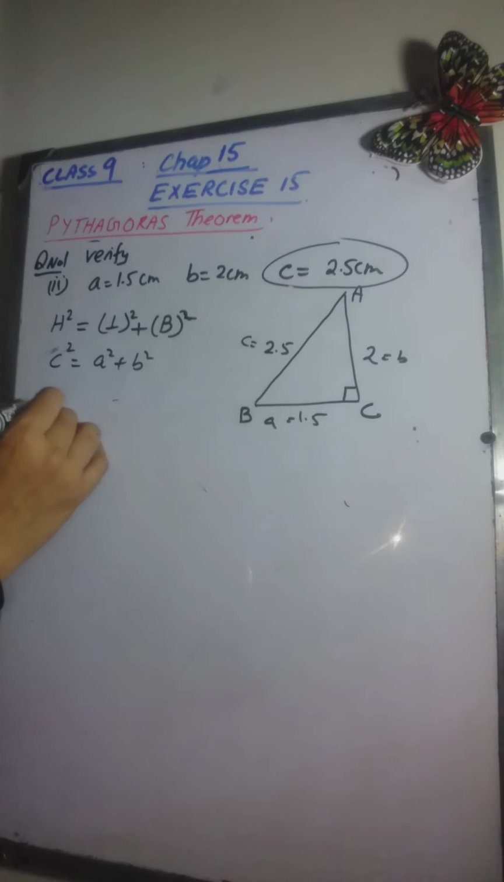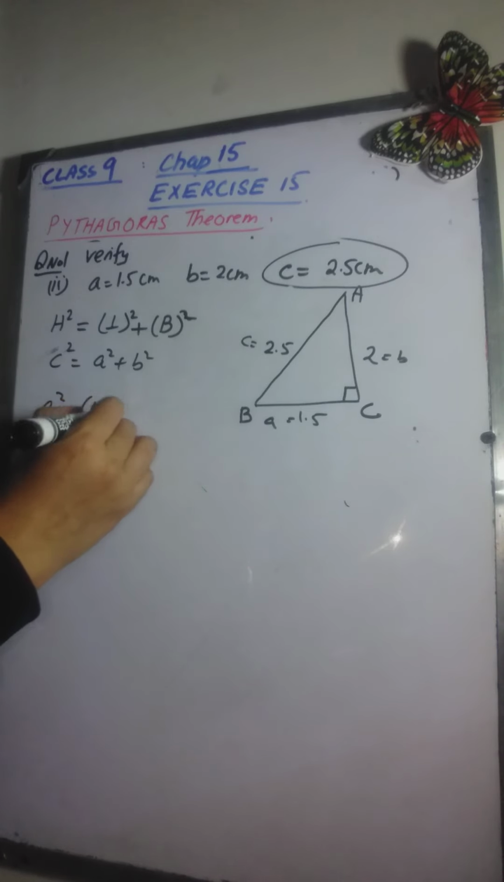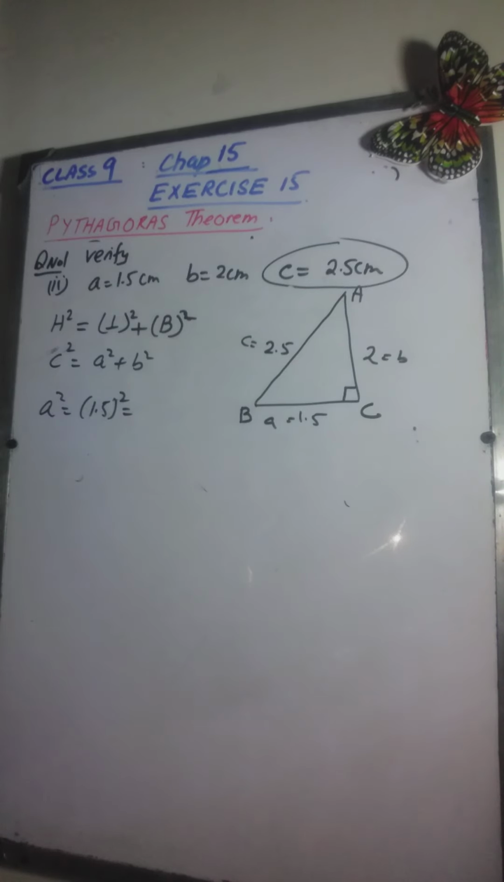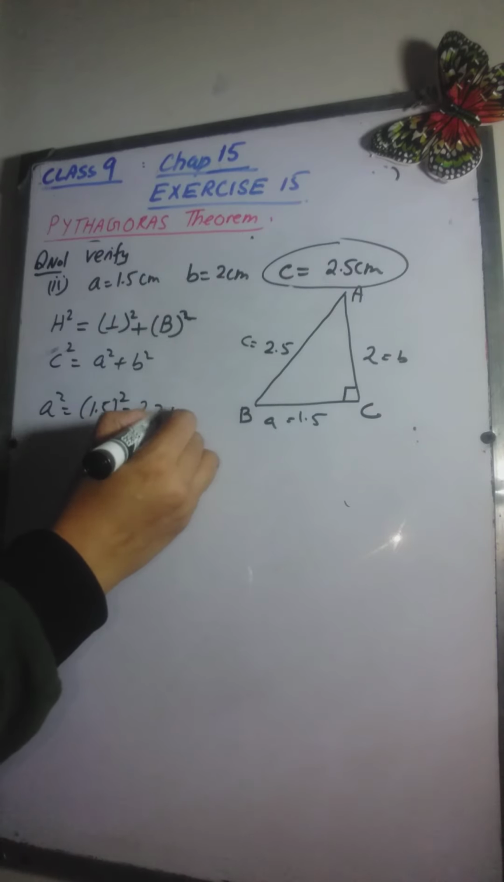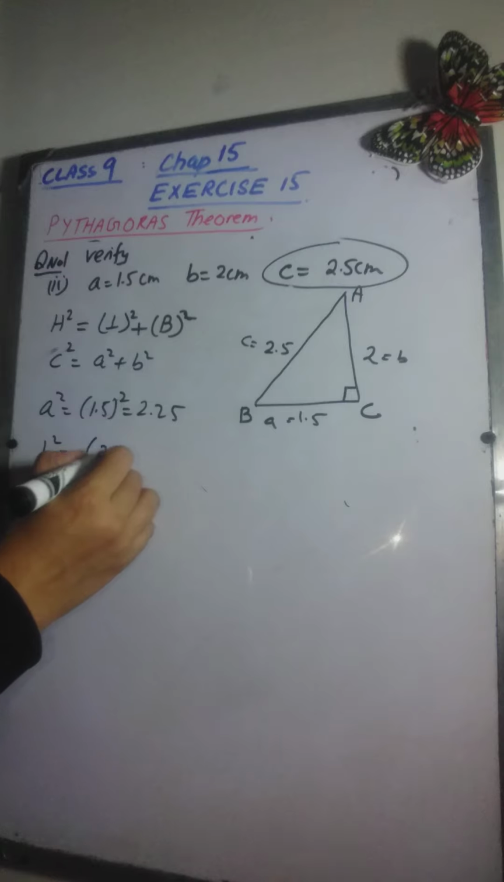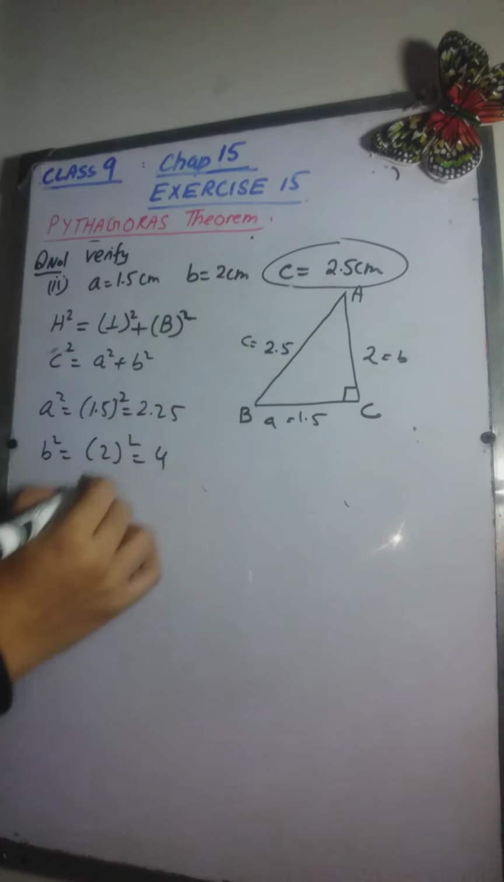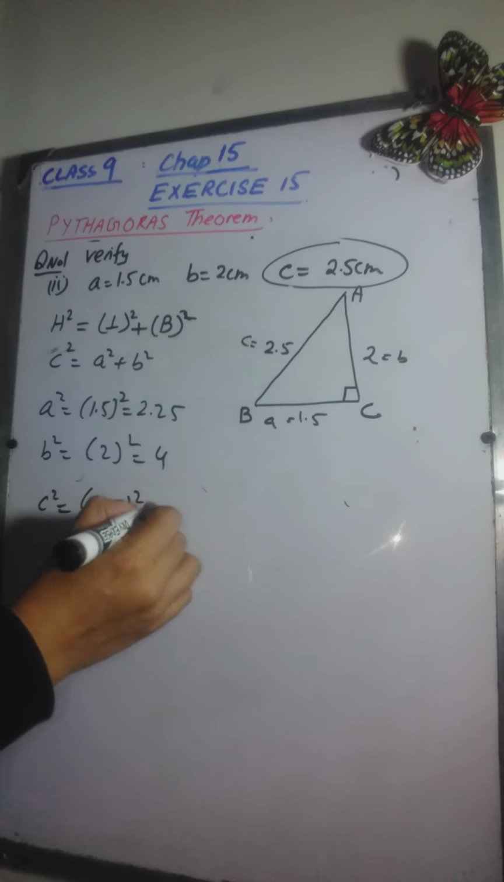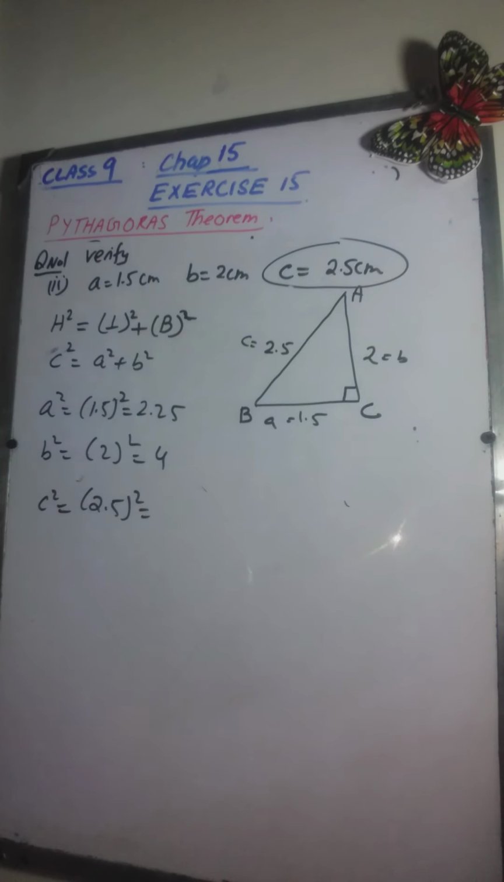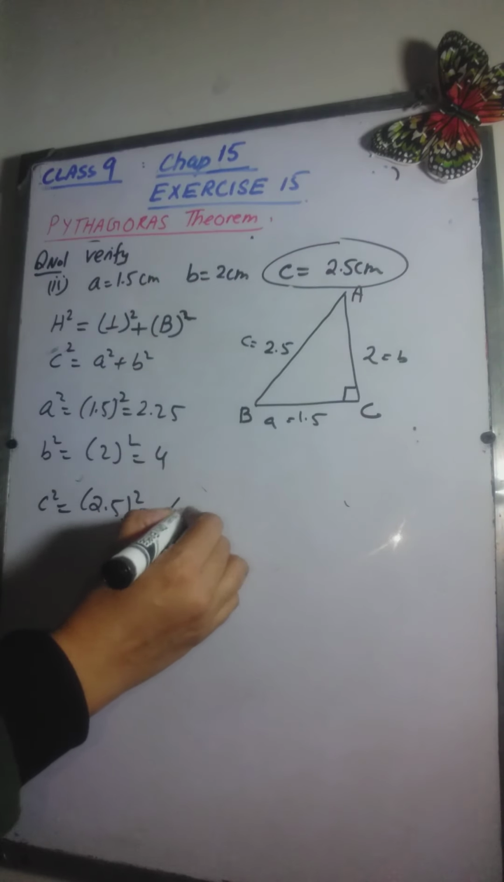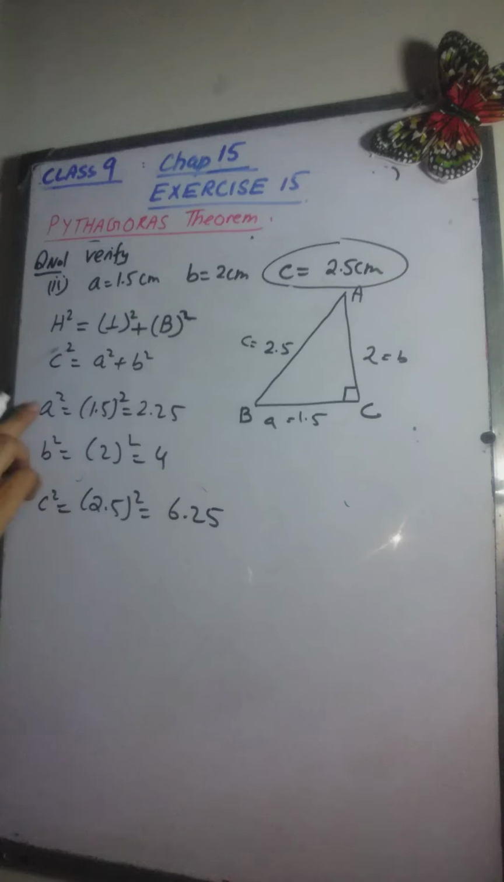Now let me calculate a square. A square is 1.5 whole square, which will be equal to 2.25. b square is equal to 2 square, which is equal to 4, and c square is 2.5 whole square, which comes out to be, I think, 6.25. Let me check it. Yes, 6.25.